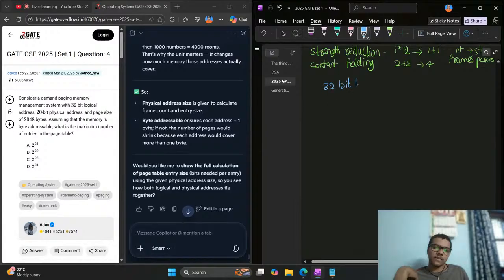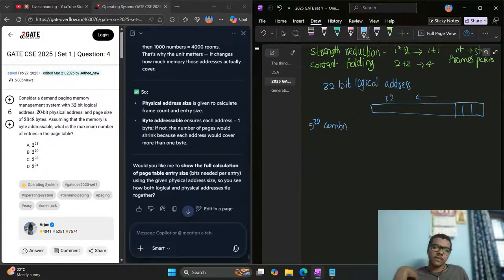32-bit logical address. You can think of it like this: the address looks something like this. 32 bits, so 2 power 32 combinations are possible, because obviously each bit can be either 0 or 1. That's why 20-bit, again, 2 power 20 is possible.